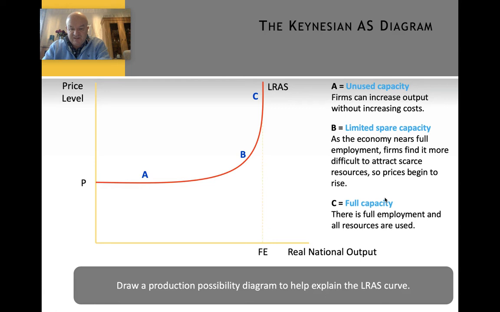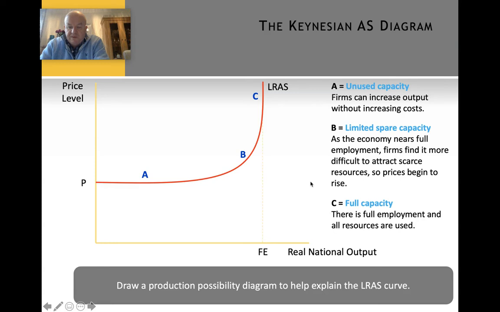If we get to the point of C, we can see that's the point of full capacity. If we look at our FE level, that's full employment, obviously our factors of production, if we've got full employment, then we can't find any more people to produce goods and services, then we're at full capacity. We're working at our production possibility diagram right at the frontier of that. Okay, in that situation, we've got full employment, and all resources are being used.